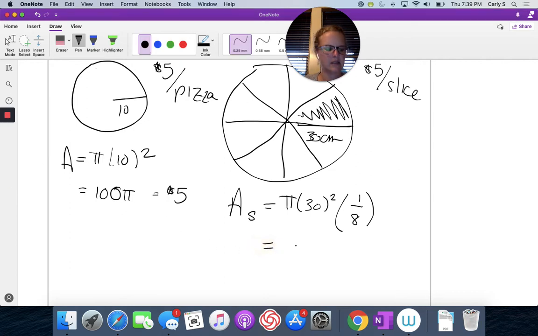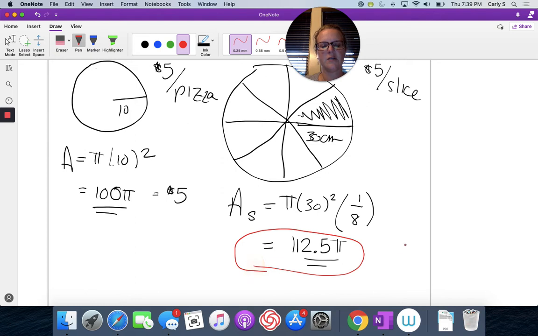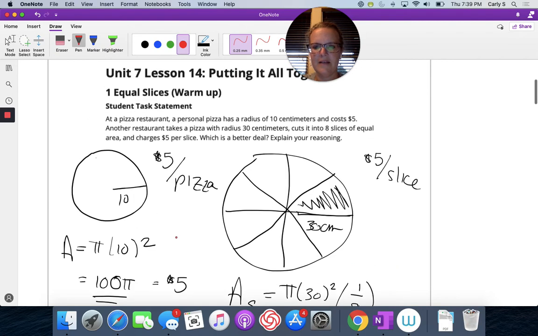This right here is 112.5 pi. The area of this is 100 pi. The area of this is 112.5 pi. So essentially, we know that the area of this one is greater. So this is the better value, right? Because you're getting more pizza. Even though you're just getting a slice, you're actually getting more pizza, because 1/8 of this pie is bigger than the entirety of that pie. Okay? That's fun.